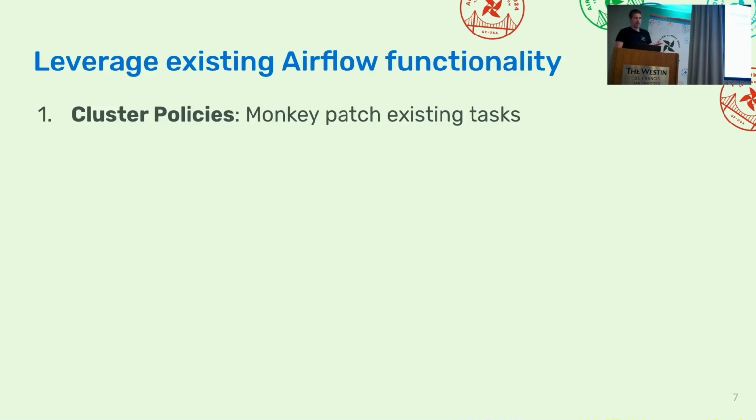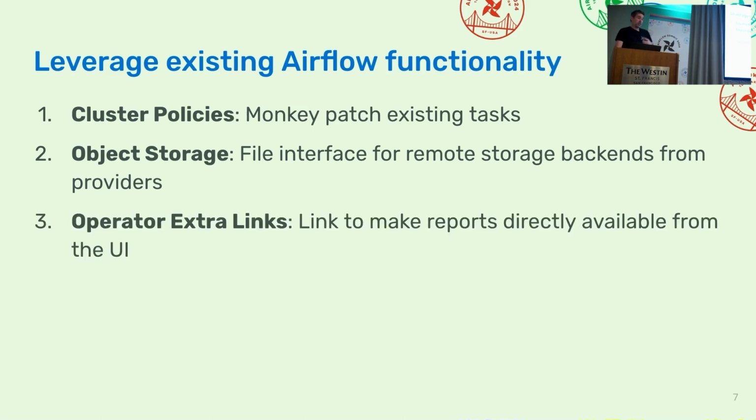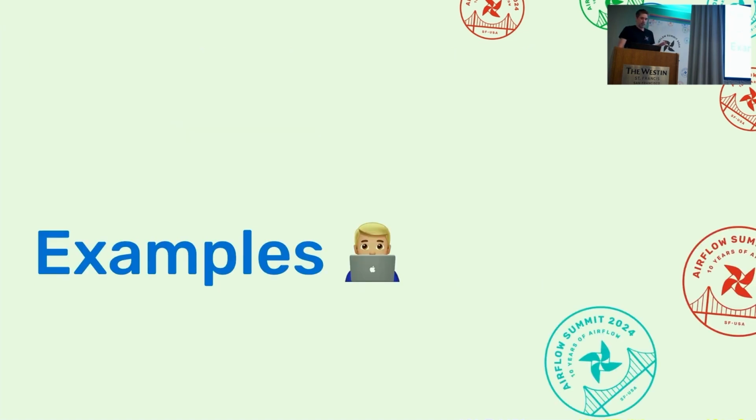First, we need cluster policies in order to monkey patch an existing task instance. Then we take advantage of object storage, which provides us with an abstraction over common remote storage backends, S3, GCS, and so on. We want to access those reports from the Airflow UI, so we have operator extra links. And at the end, we need to serve those reports. We have Flask blueprints. Let's go through some examples. They're a simplification of the actual code, just to demonstrate how it works.